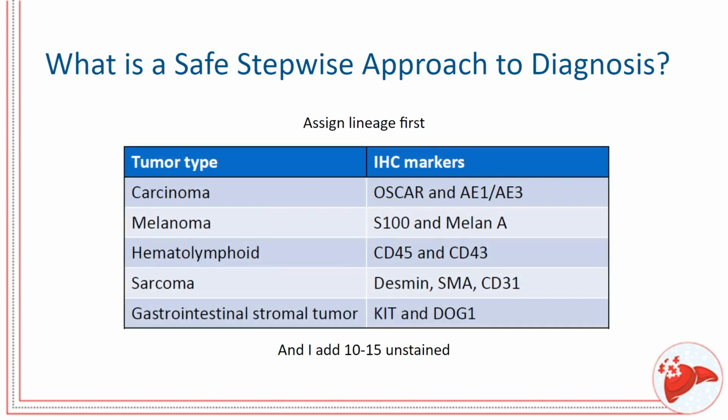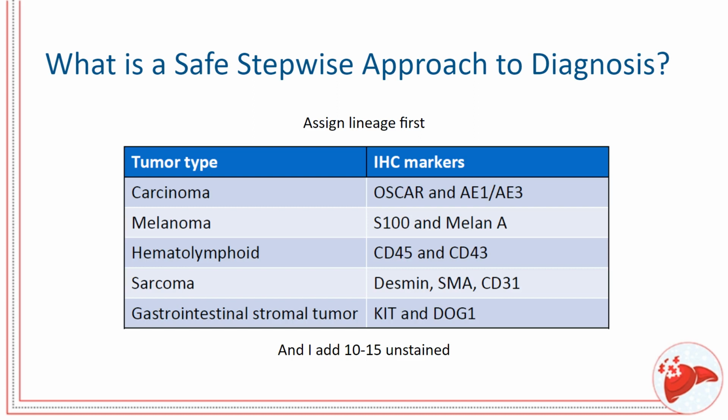So I think it's helpful to point out now what I think is a safe stepwise approach to diagnosis, and hopefully it's becoming clear why I spent some time in the beginning focusing on the line of differentiation and these morphologic clues. I think you want your immunohistochemical panel to first establish a line of differentiation. I like to use these markers listed on the slide: Oscar and AE1/AE3 to confirm a carcinoma, S100 and Melan-A to rule out, maybe not rule out, but certainly to evaluate for the possibility of melanoma, and the other markers to evaluate for other lines of differentiation.